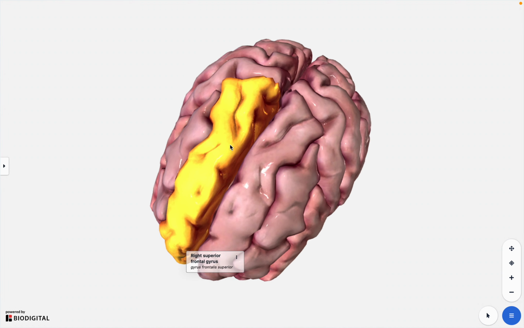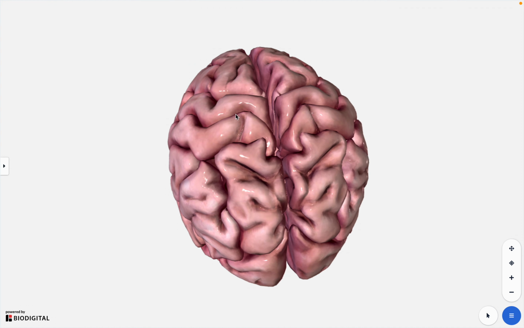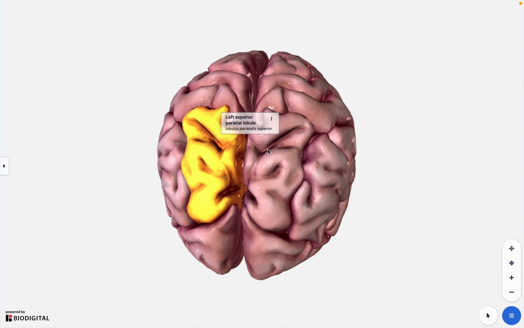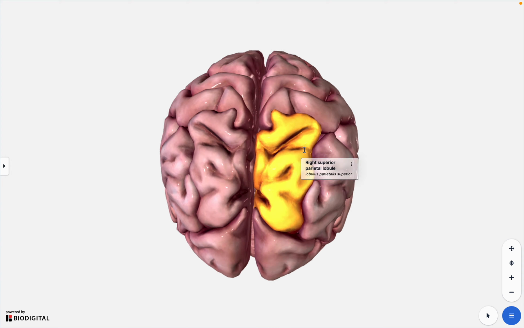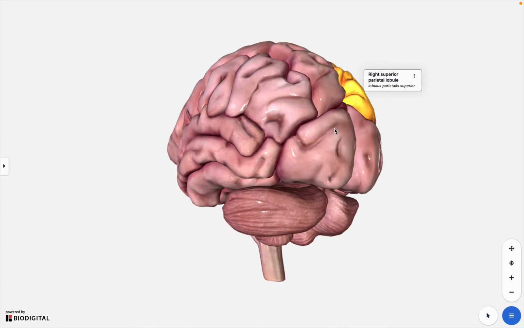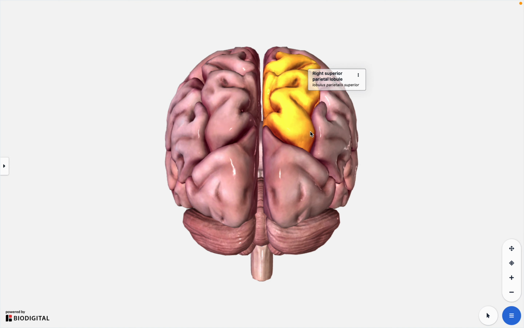So as we move further on back, we have the parietal lobes. Parietal lobe here, parietal lobe here. So, left and right parietal lobe. The parietal lobe is located directly behind the frontal lobe, on top of the cerebellum.